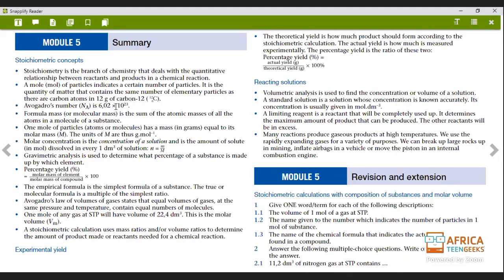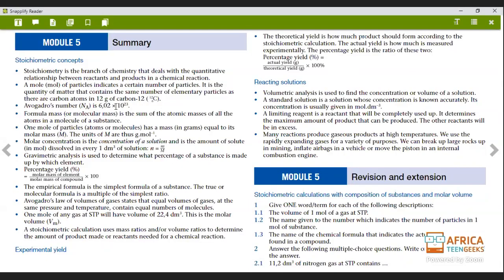Okay, so 1 mole of a particle has a mass equal to the molar mass. The unit is g per mole, g·mol⁻¹. I hope that you guys remember all of that, because this is a theory part. So molar concentration is a concentration of a solution and is the amount of solute in moles dissolved in every 1 dm cubed of solution, which is n equals m over M. You guys know this one.